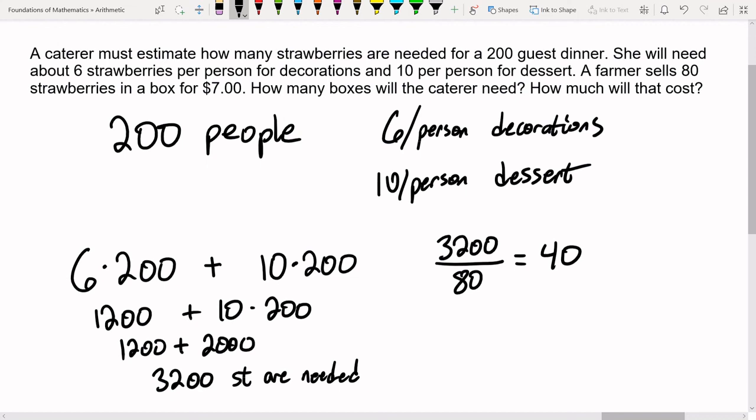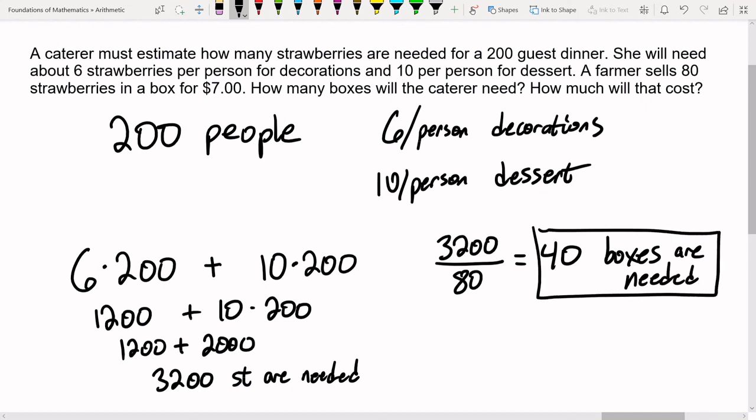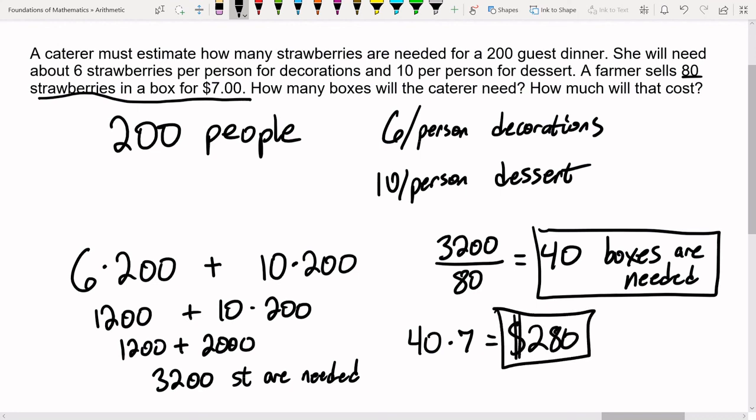Now, that's how many boxes are needed. So that's the first question. The second question says, how much will that cost? Well, if a farmer sells 80 strawberries in a box for $7 and we need 40 boxes, then all we have to do is take 40 times 7. 40 times 7 is $280. That's how much it'll cost.